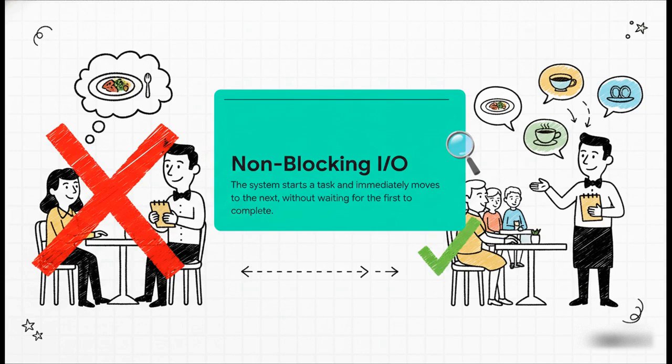So think about a waiter at a restaurant. A normal system is kind of like a really inefficient waiter. He takes your order, walks it to the kitchen, and then just stands there, waiting for the food to be cooked before he does anything else. The entire restaurant would just grind to a halt, right?